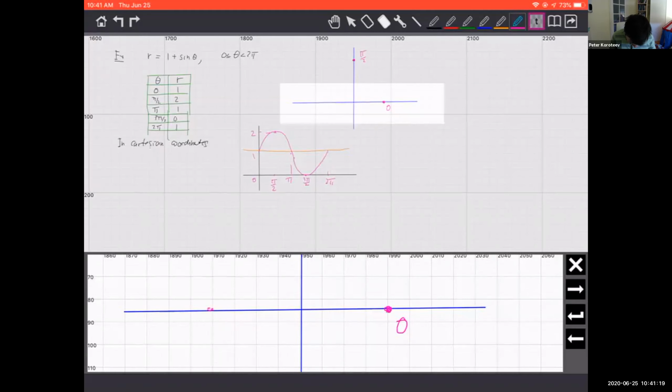Okay. So this is theta is equal to pi. And then 3 pi over 2. And then we come back again to 0.